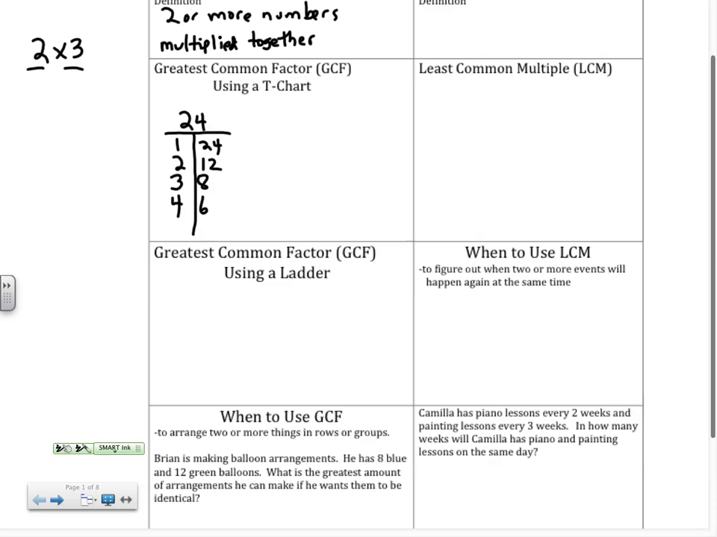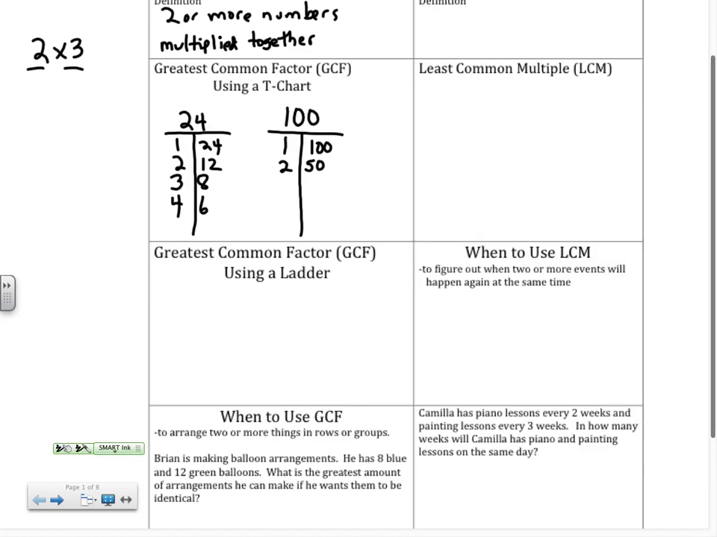Okay, let's look at factors of 100, again, using a T-chart. Factors of 100, if you know them all, they are going to be very helpful to you in the future of math. So try to memorize these. 1 goes into every number, so 1 times 100 is 100. It's an even number, so 2 goes into it. 2 times 50 is another factor pair.